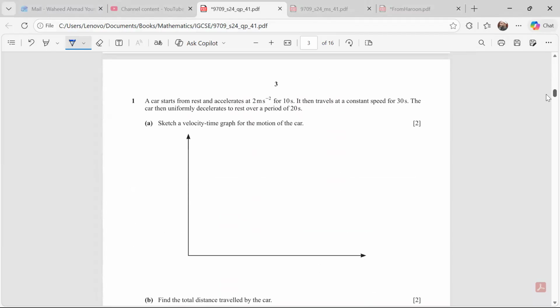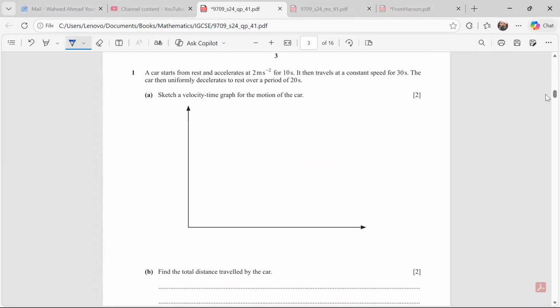A car starts from rest and accelerates at 2 meter per second square for 10 seconds. It then travels at a constant speed for 30 seconds. The car then uniformly decelerates. So, okay, sketch a velocity time graph. So we have time in seconds on the x-axis and velocity in meter per second in the y-axis direction.